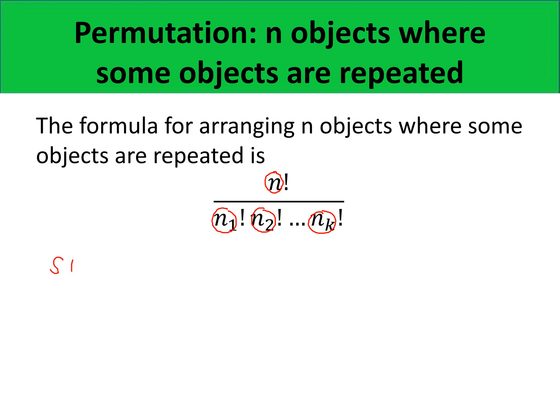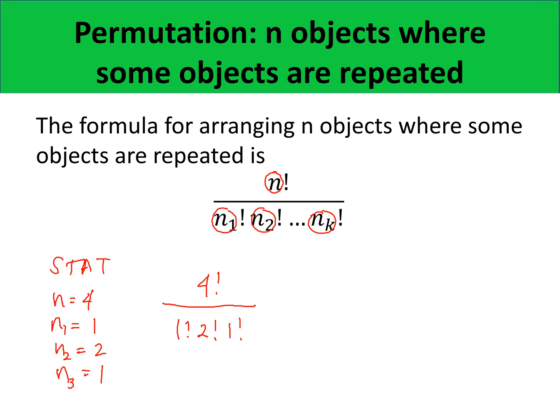So for example, let's consider the letters of the word STAT. The letters of the word STAT has 4 letters, but there are only 3 distinct letters which are S, T, and A. The frequency of S is 1, while the frequency of T is 2, and the frequency of A is 1. So using this formula, we have 4 factorial over 1 factorial times 2 factorial times 1 factorial. But we know that 1 factorial is just 1, so this is just 4 factorial over 2 factorial, which is equal to 12.